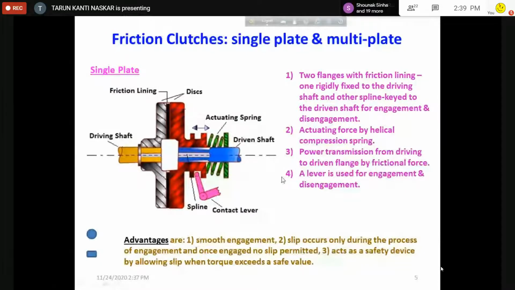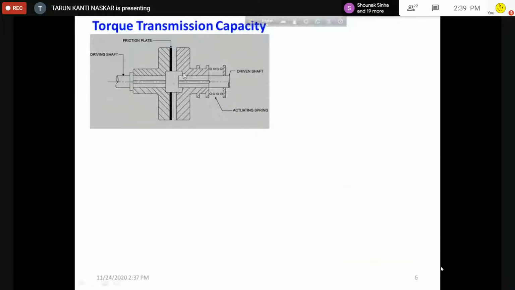Now this one is the line diagram. You see, this is the driving shaft, and this is the driven shaft, and this is the arrangement. These are the springs, this is the arrangement, and this is the friction lining. And obviously there will be a splined key, so that it can be shifted along the axis of the shaft.